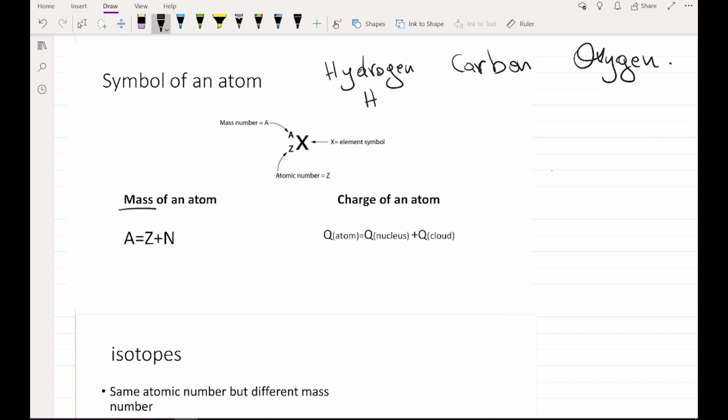How to symbolize other atoms? According to this formula. So X, the element symbol, is written in the center, A is the mass number, and Z is the atomic number. What is the meaning of A and Z? Mass number means the mass of an atom, while atomic number means the number of protons.